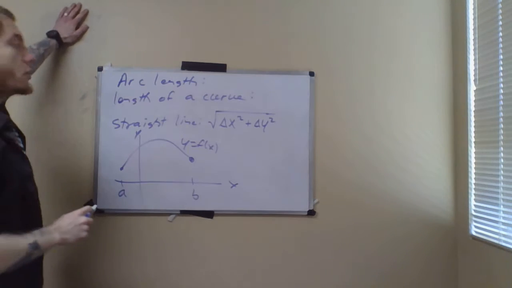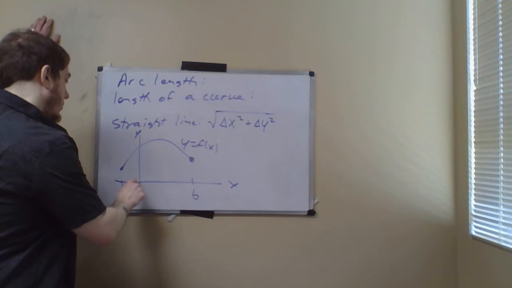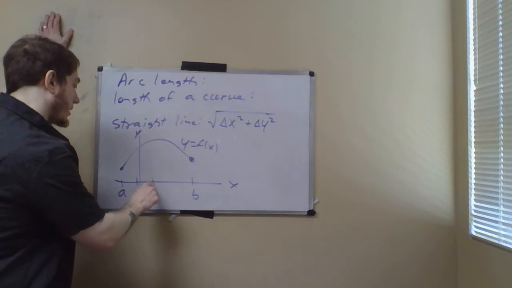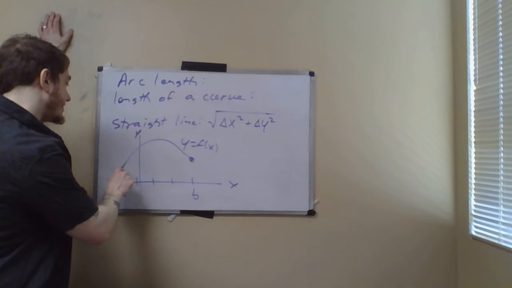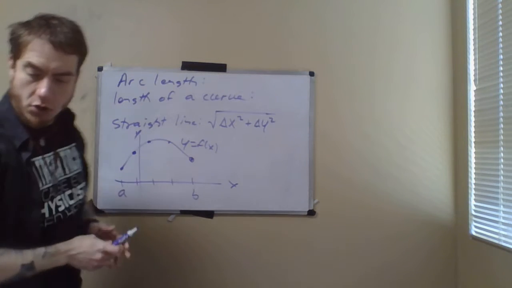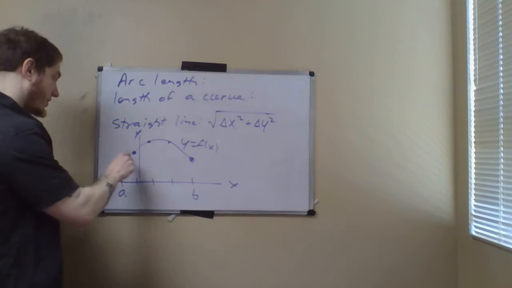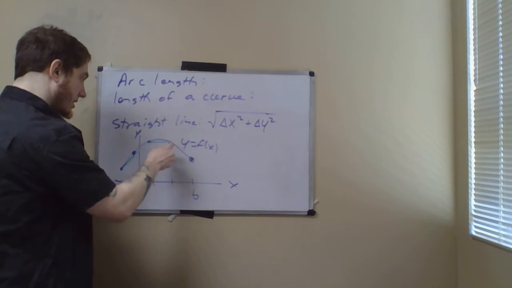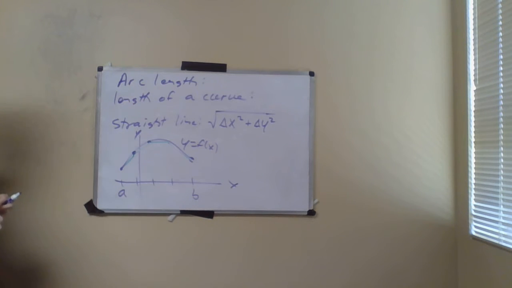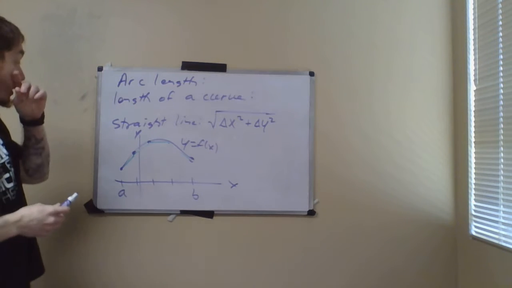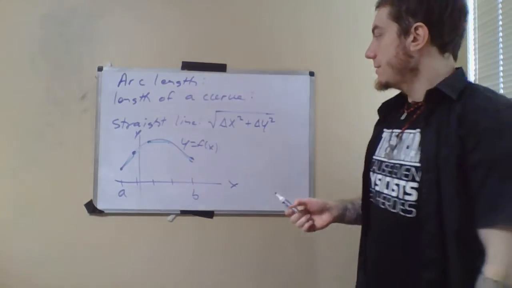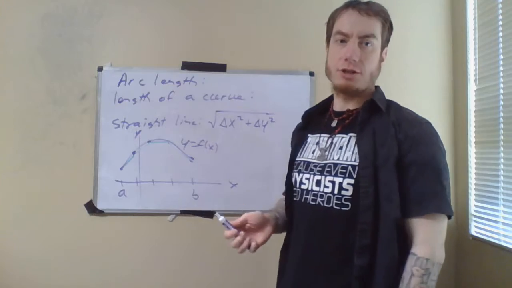Well, here's what we can do. We can break this thing apart into pieces. And when we break this apart into pieces, on each piece I'm going to put a straight line. So let's see if I have another color here that I can do this with. Hopefully that shows up a little bit on the camera okay. I can approximate this with straight lines. And then what is going to be the distance for each one of these straight lines? Well, it's going to be the square root of the change in x squared plus the change in y squared.